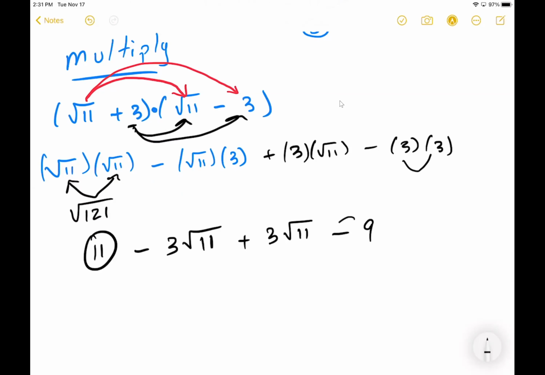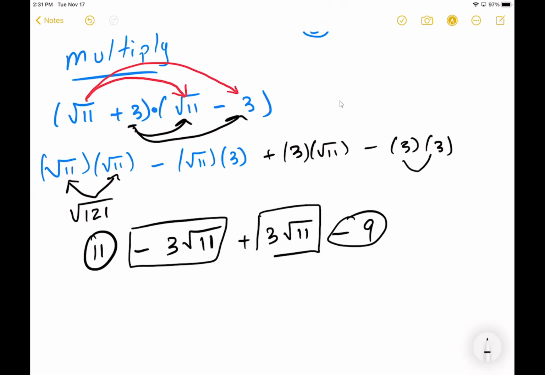So I want to show you guys, this is what our goal is. As you can see, do you agree that we have a negative 3 square root of 11 and a positive 3 square root of 11? Do you see that they cancel each other out, right? This thing here and this thing here, they cancel. And now what we have is 11 minus 9. And what is 11 minus 9? 11 minus 9 is 2, okay?